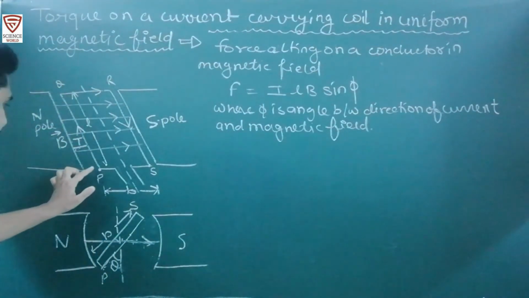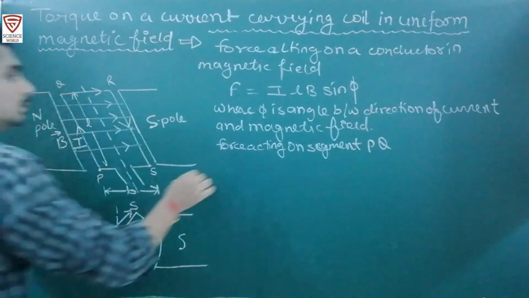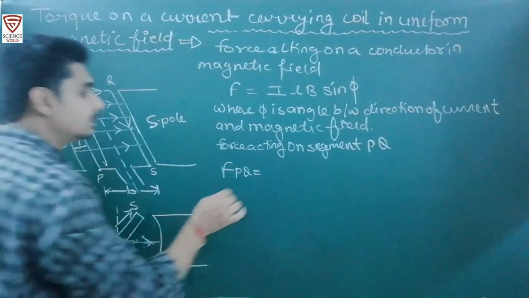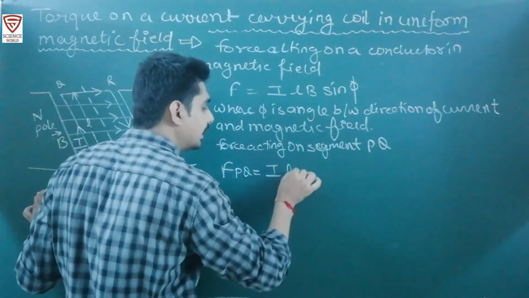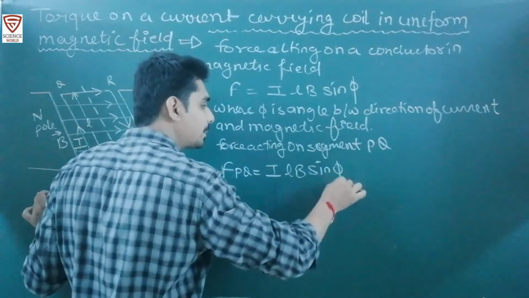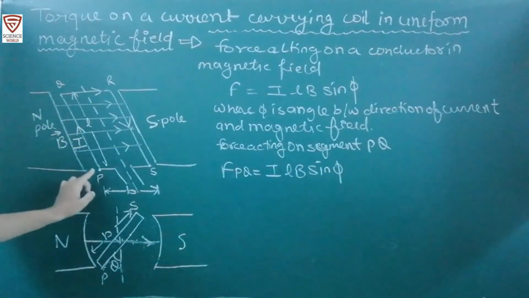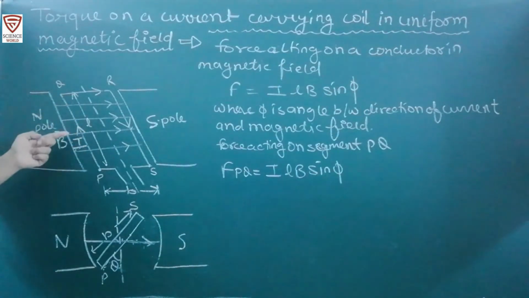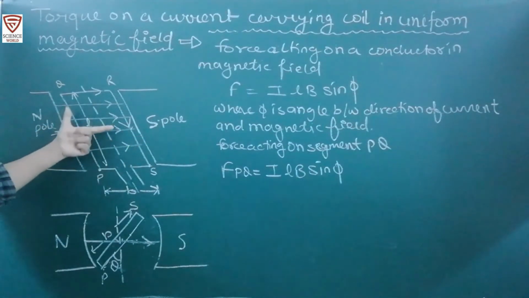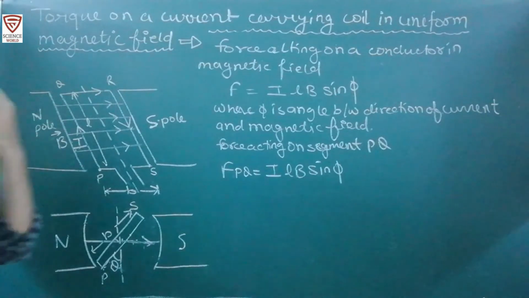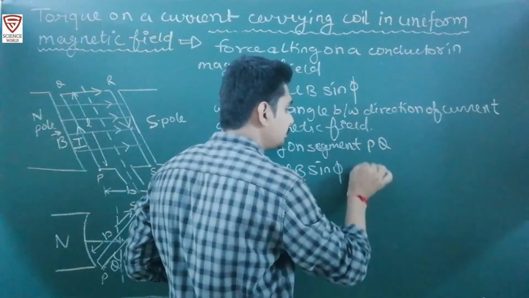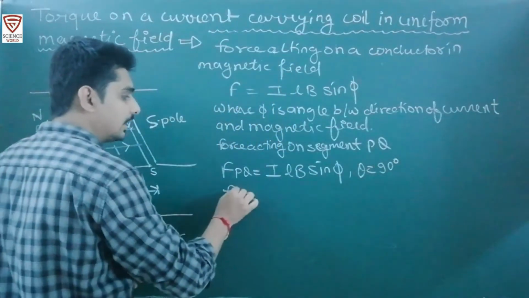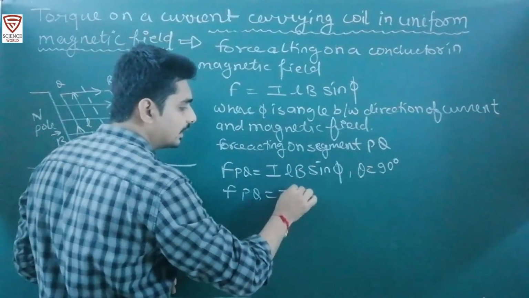So first I will take just one segment, PQ. Suppose the force acting on segment PQ is FPQ. Then what will be the value of FPQ? ILB sin phi. But you can clearly see here in segment PQ, the direction of current is in that direction and the direction of the magnetic field is that direction. So these are perpendicular to each other. So we can take here phi equals 90 degrees, and sin 90 is equal to 1. So FPQ will be ILB.